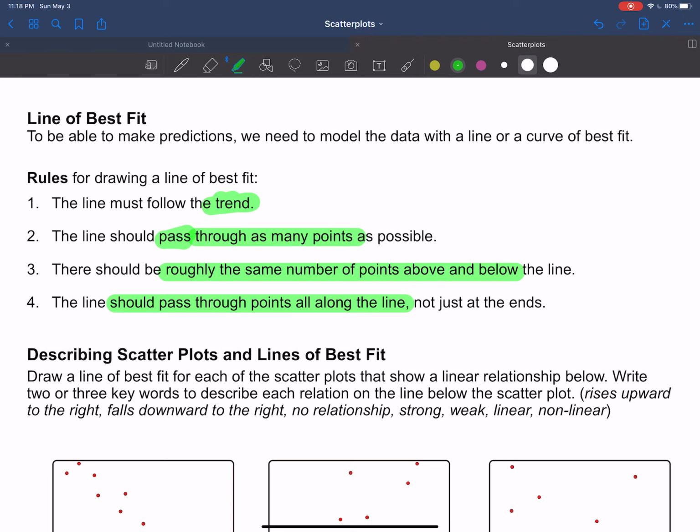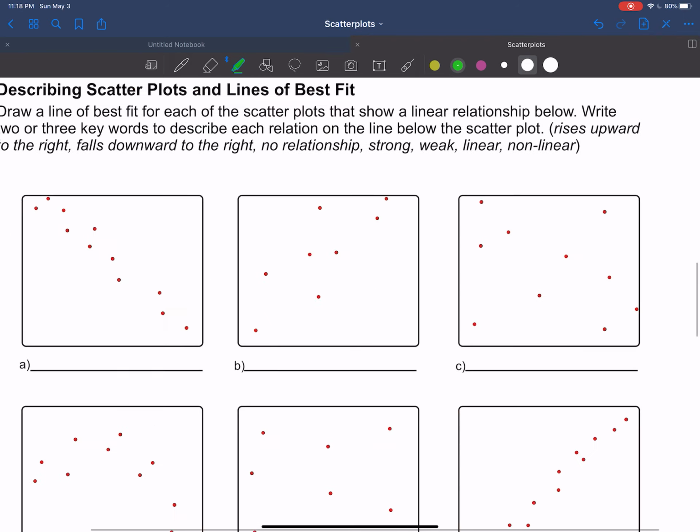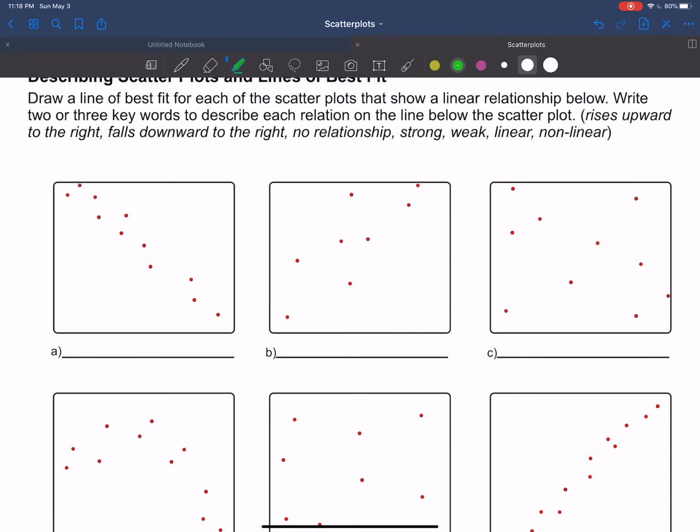So a line of best fit, the best way is to just see it. A line of best fit isn't going to be exact for everybody. It's different. We're going to have different answers.